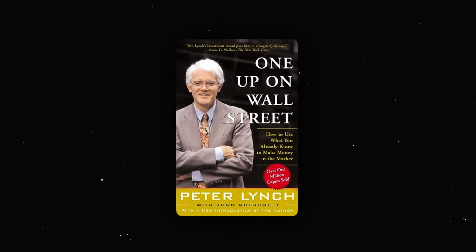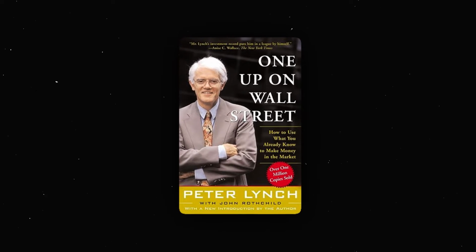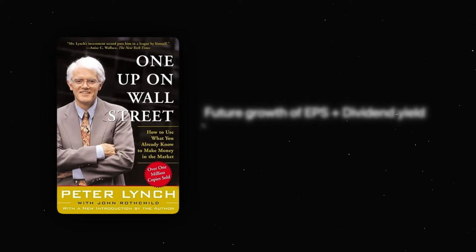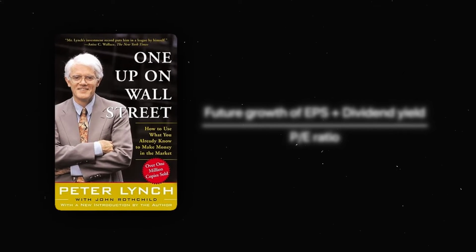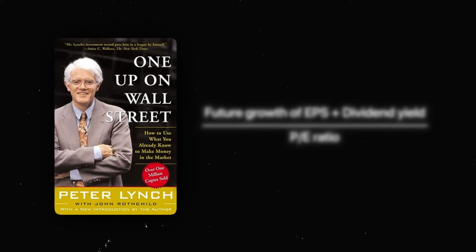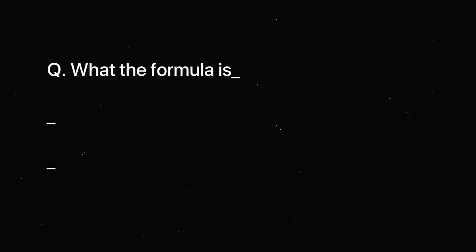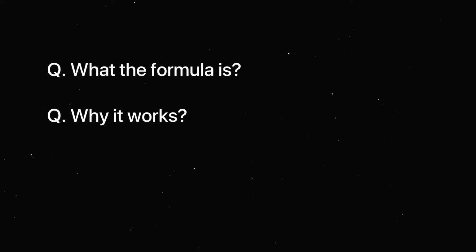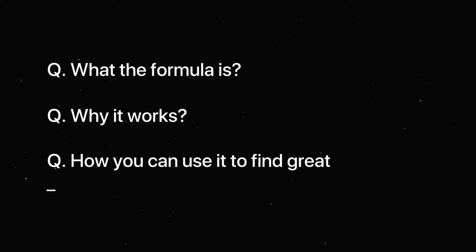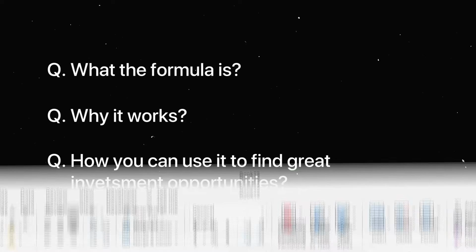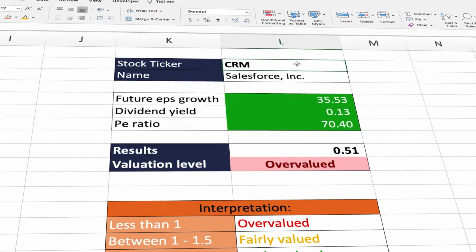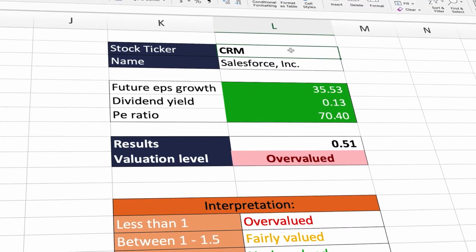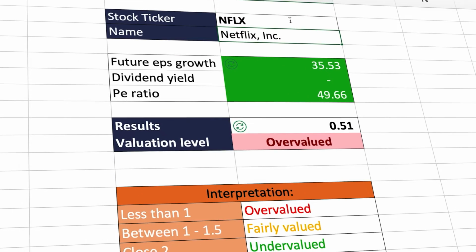In his book, One Up on Wall Street, he describes a simple valuation formula anyone can use to value stocks and determine if they are selling at a good or a bad price. In this video, I will share with you what the formula is, why it works, and most importantly, how you can use it to make some great investment decisions for yourself. At the end of the video, you will be able to just enter a ticker like this and you will see if the company is overvalued or undervalued right away.